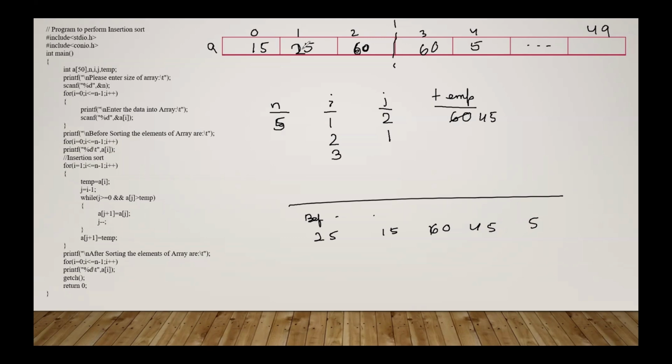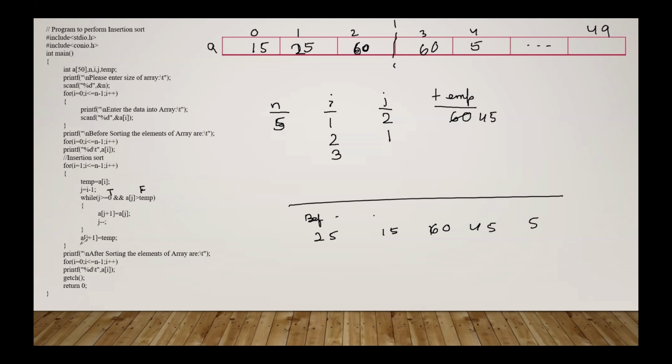Now this is 25. It will go to the while condition. j means 1. 1 is greater than or equal to 0. Yes, it is true. Now this condition is true. a[j] means a[1]. Is a[1], 25, greater than 45? No. So this is false. If one is true and another is false, then the while loop is not executed.